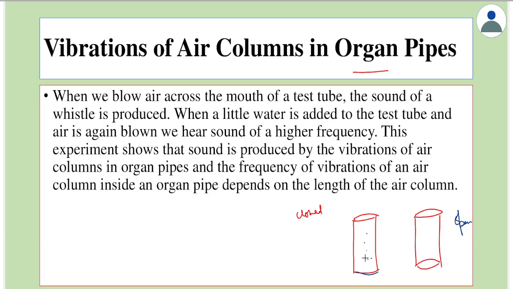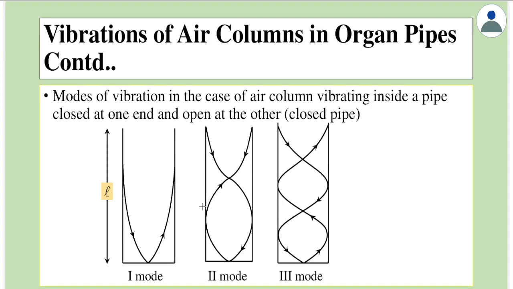This pipe would contain air particles in it, and these air particles can be set into vibrations based on an external frequency. In this case, we get different kinds of vibrations. Let us look at it one by one. First, let's look at the closed organ pipe as seen here. There are many examples of closed organ pipes.